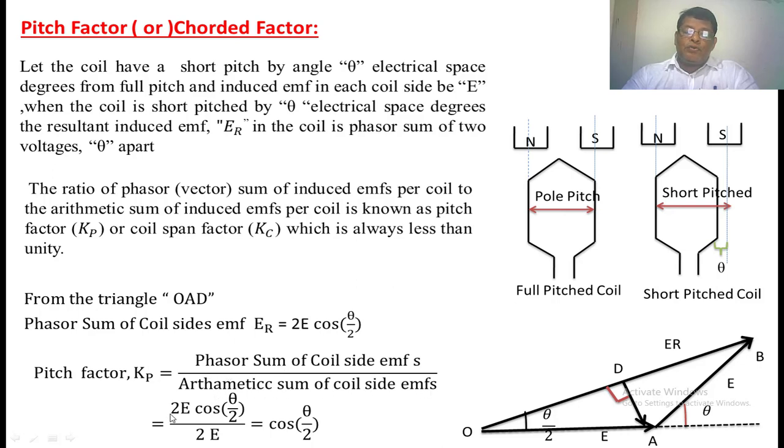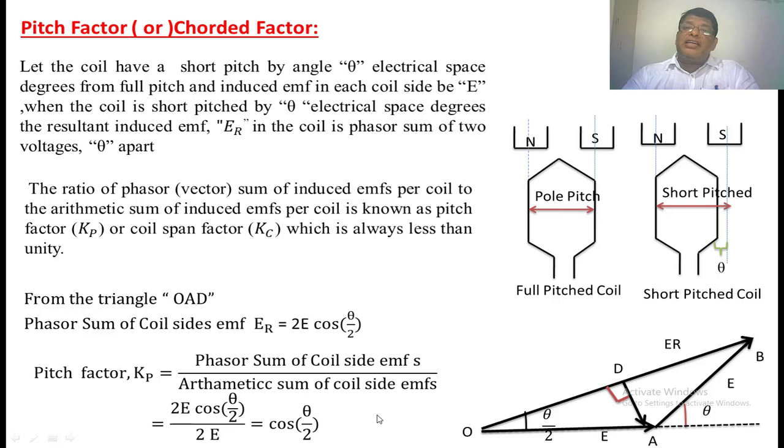coil side EMF. So 2E cos theta by 2. The arithmetic sum is nothing but this E plus this E, so we are getting 2E. 2E gets cancelled. Finally we are getting cos theta by 2. The pitch factor is highly dependent upon how much angle the coil is short. One more important name for the pitch factor is the chorded factor. We can use this formula for the fundamental component.